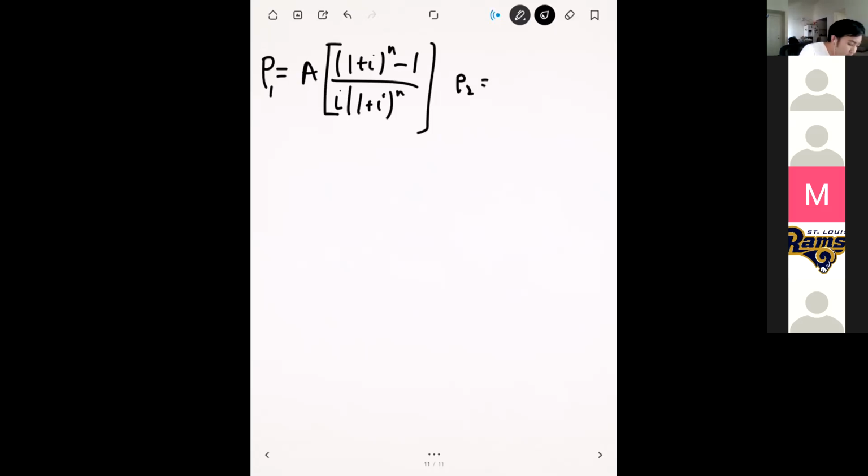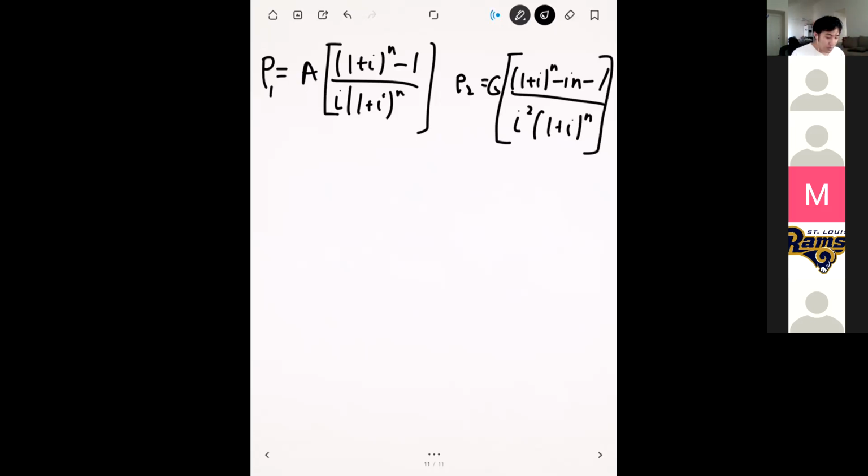And then we also need to apply our P given G formula, which I don't think will fit, but I'll give it a try anyway. So you have P is equal to G times [(1 plus i) raised to the n minus i times n minus 1], all over i squared times (1 plus i) to the n. Okay, and so we have everything in these formulas, so it's just plug and chug at this point.